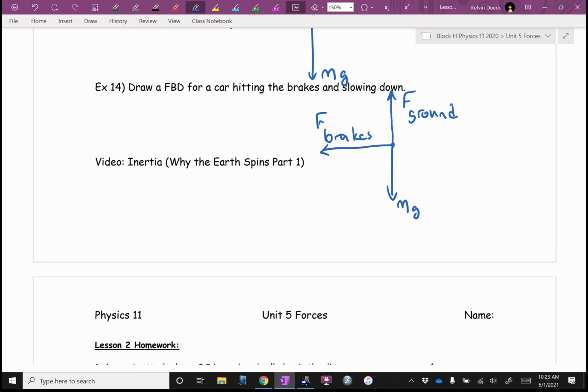There is no force pushing you forwards. You may be moving forwards, but Newton's laws don't tell us motion. They tell us acceleration.